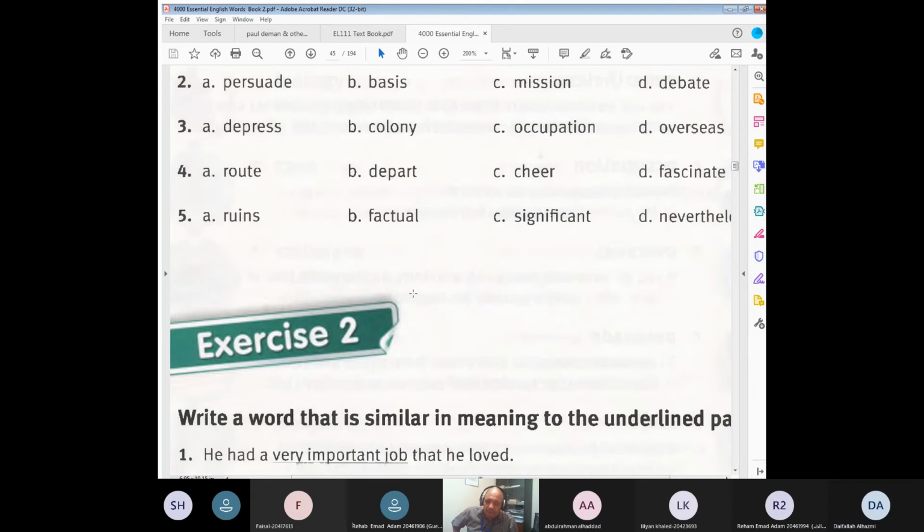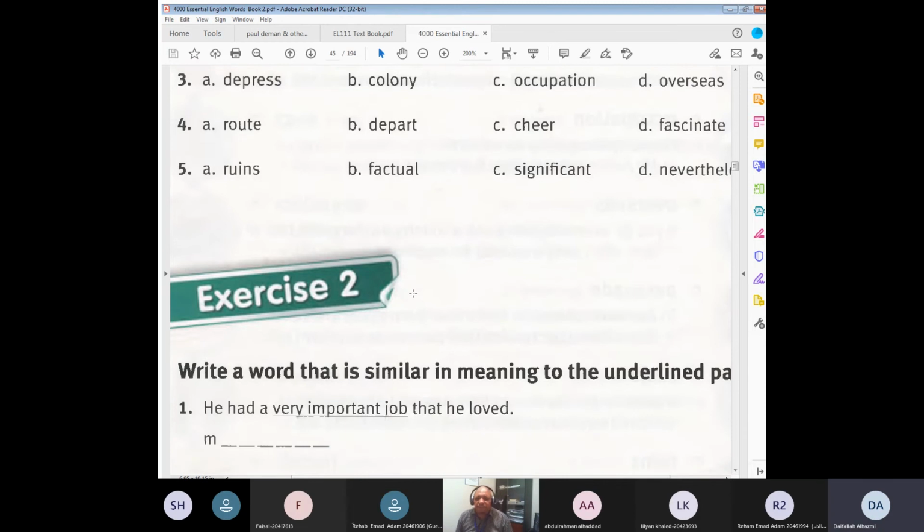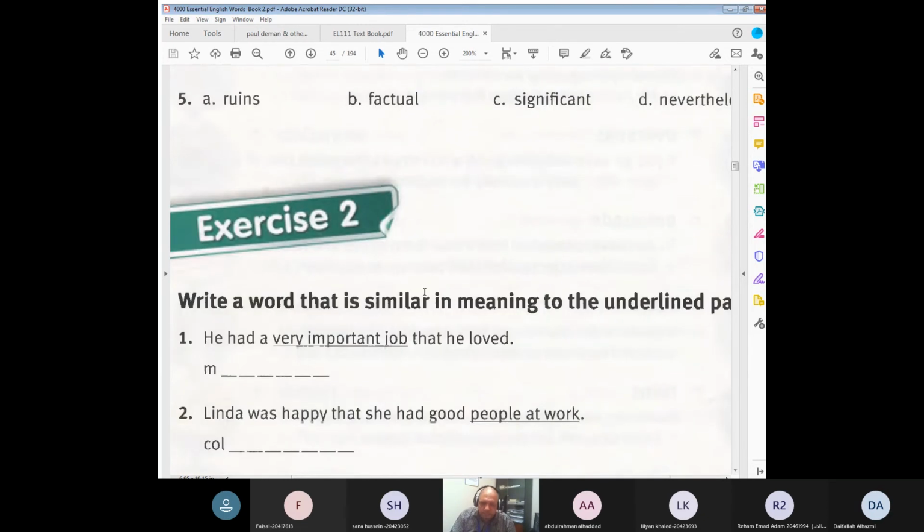One pair is correct, and one of the other is perhaps more correct, if I can say. So if you depart to a place, you have to have a route through which you depart. Absolutely, right? Yes. Let's move to five. I think it's B and C. I would think so. Yes, whatever is factual is significant.